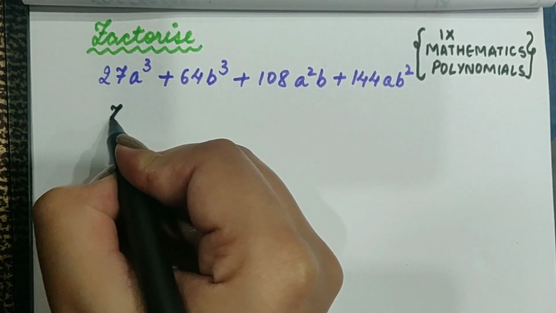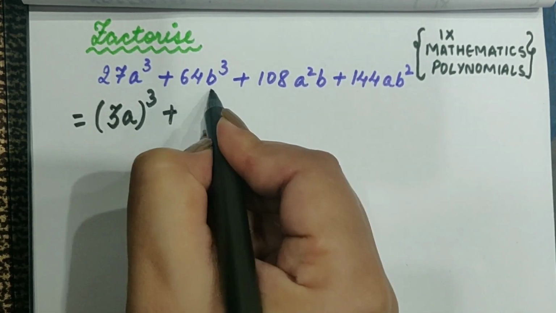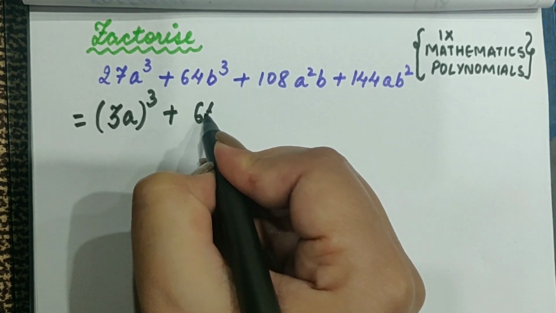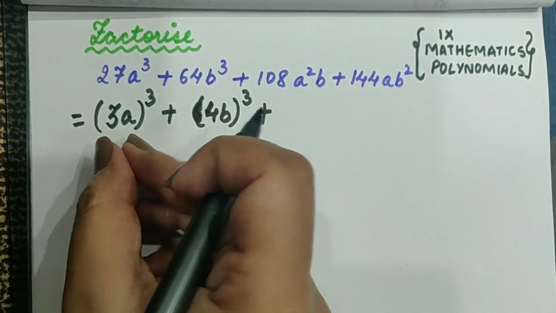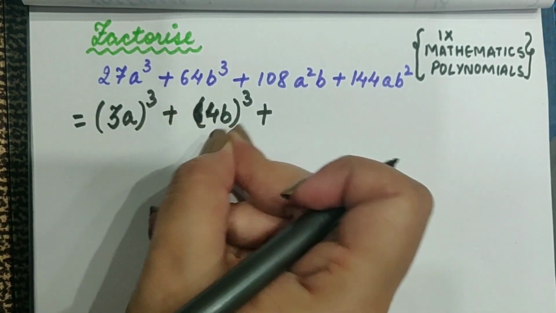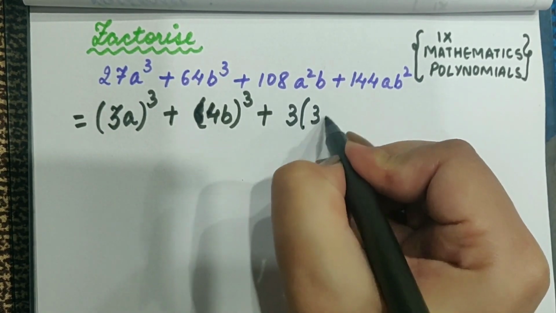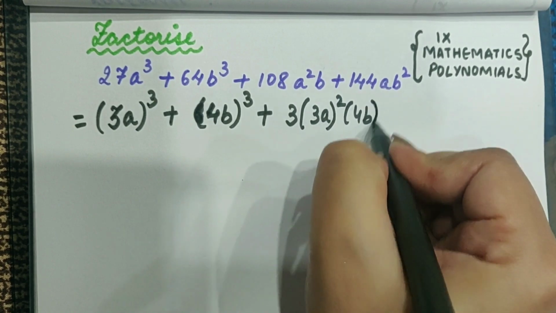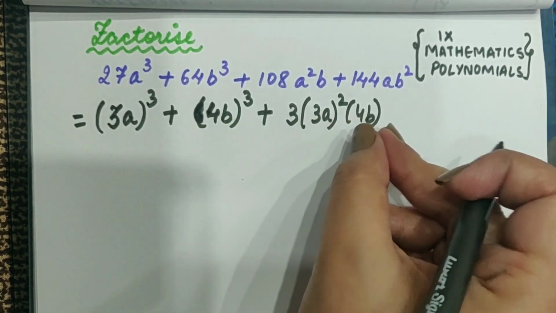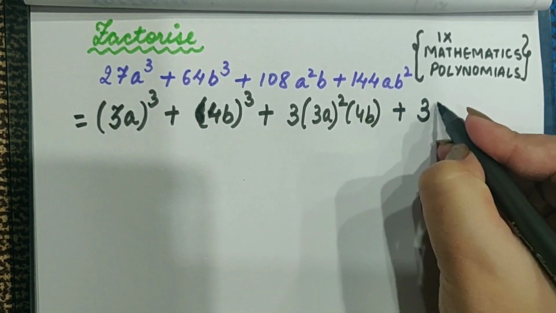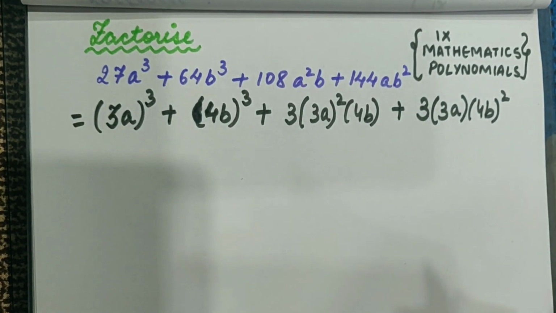See, this 27a^3 can be easily written as (3a)^3, and 64b^3 can be written as (4b)^3. So this is turning out to be the form of a^3 + b^3 + 3a^2b + 3ab^2, where a means 3a and b means 4b. That means 3a into (4b)^2.